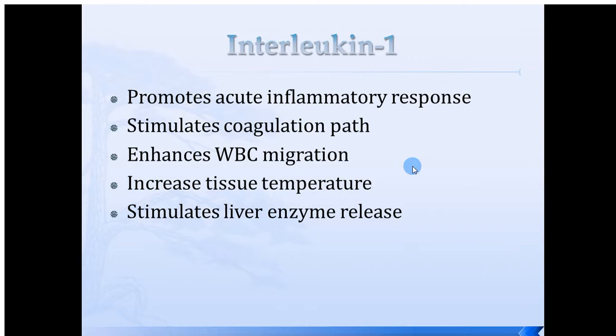But 1's the one you want to focus on because 1's going to be released primarily by macrophages and lymphocytes, like I already mentioned. Right? It stimulates coagulation, it stimulates clotting. It attracts more white blood cells to the area, and it also helps increase the temperature of the tissue in the area too. So it's trying to cook out the bacteria. And then just like TNF-alpha, it stimulates more liver enzyme release. And we'll talk about those liver enzymes in just a bit.